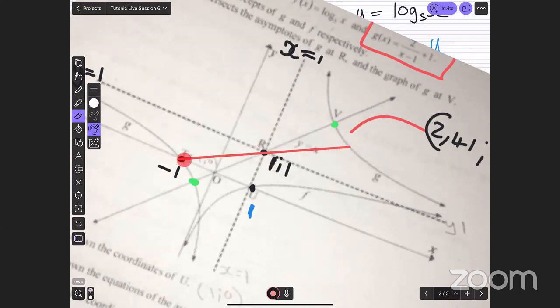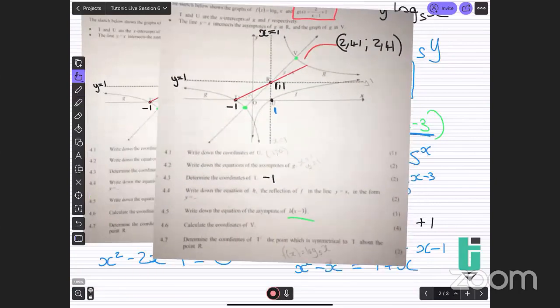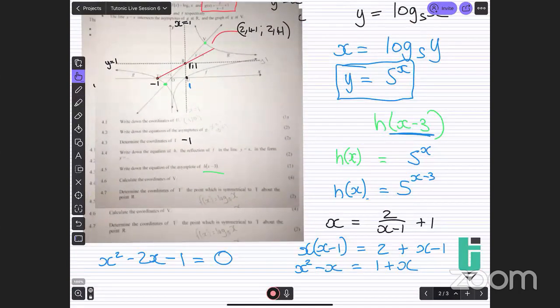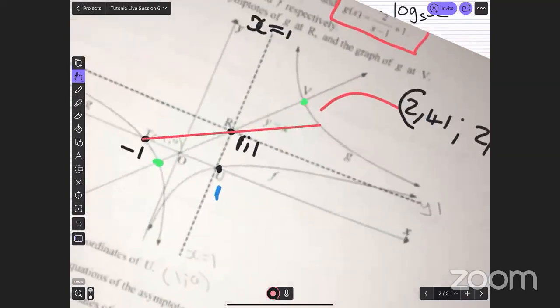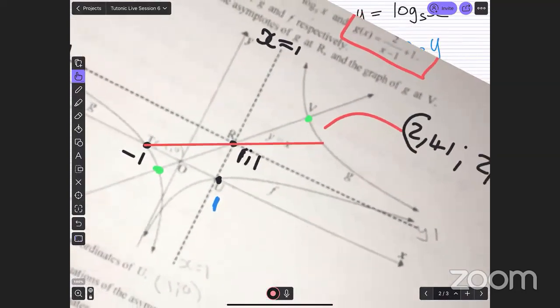So yes, you use the midpoint formula because you have the 2 points? Wait, how do you know it's the midpoint? Because you're reflecting it. It's symmetrical also, because you're reflecting it about the point R. So if you reflect this about point R, then it's just going to be the same distance. So if you just draw a line, then that's going to be the midpoint. Do you guys see that?